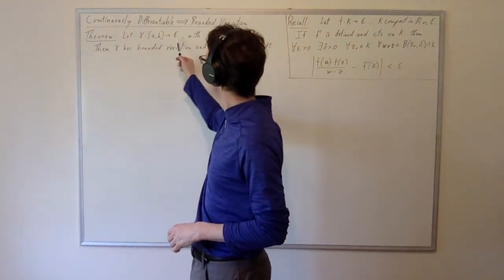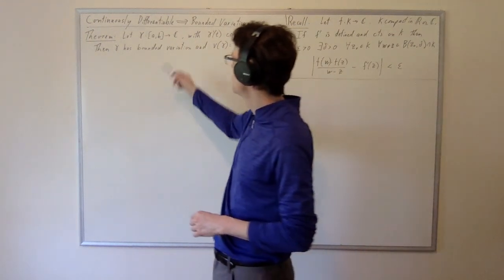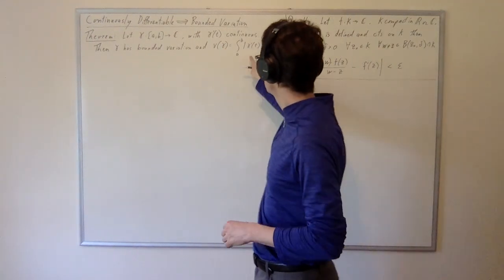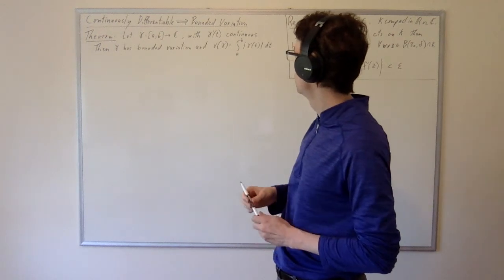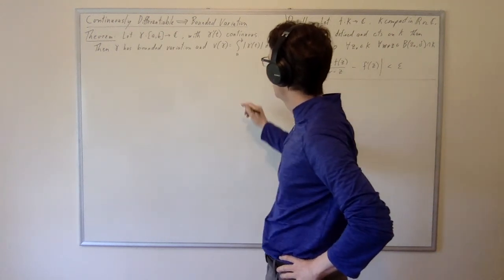If gamma goes from [a, b] to C, with gamma prime existing and continuous, then gamma has bounded variation. But furthermore, we go on and state that the variation of gamma is actually equal to this integral of the modulus of gamma prime of t from a to b.